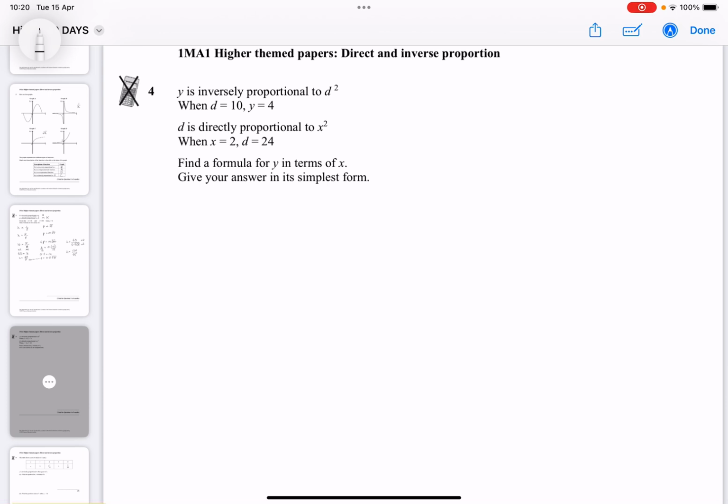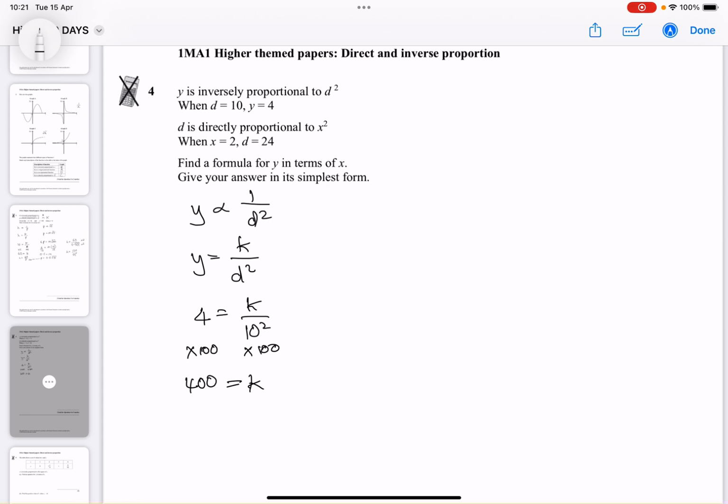So first of all, y inversely is 1 over d squared. However, it's likely you're just going to go k over d squared. And then we'll sub everything in. So y is 4, k over d is 10, 10 squared. So 10 squared is 100, so we're going to times by 100. So k equals 400. So to write that out again, y equals 400 over d squared. I'm going to use that in a minute.